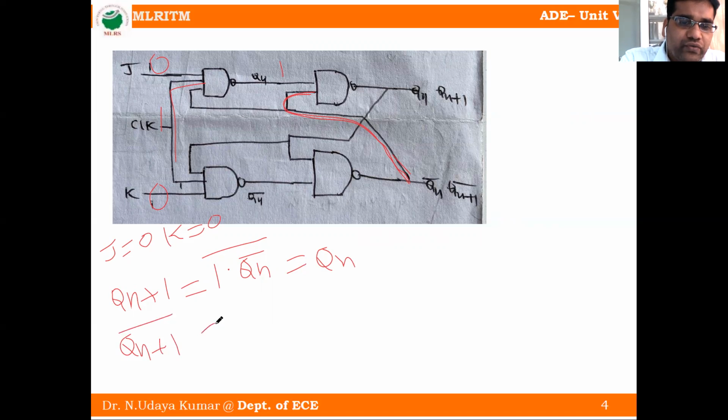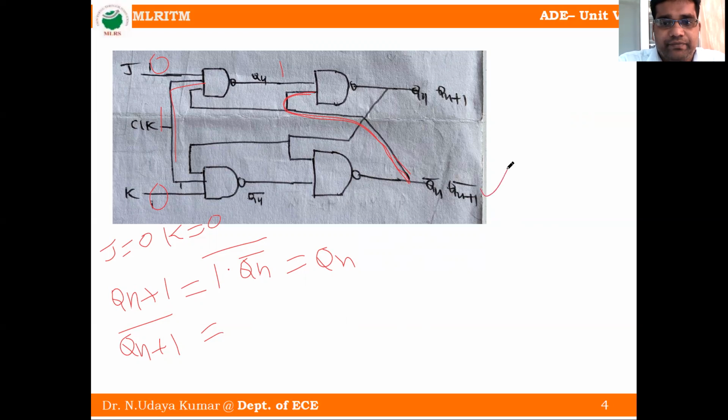Why are we going for the complement of the next state? For the next state we are not getting any numerical value, we just got the Qn value, Qn. So we are not getting any numerical value. That's why we go for Qn plus 1 bar, that means the complement of the next state. Okay. Now what is the complement of the next state?